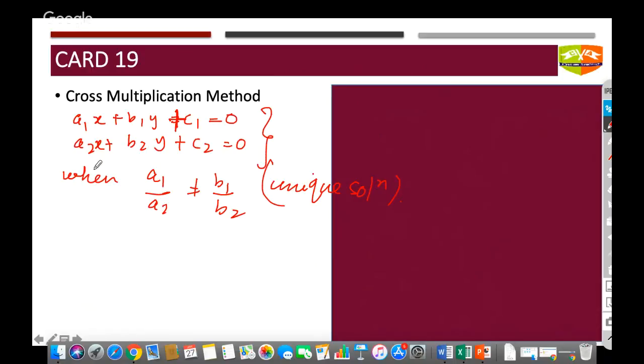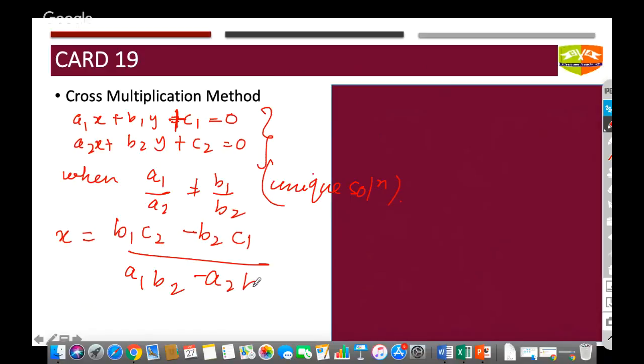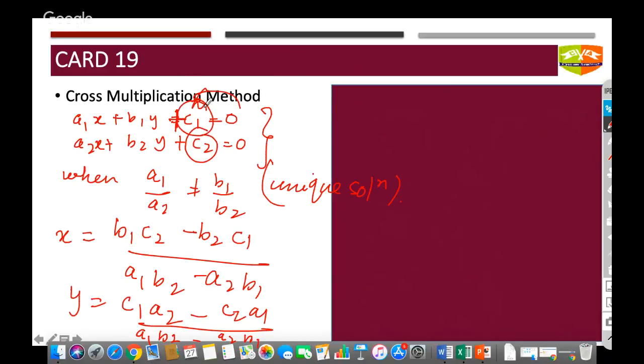So in this particular case, x is given by (b1c2 − b2c1) divided by (a1b2 − a2b1). If you solve this equation by elimination or substitution, you will find this value of x. And y will come out to be (c1a2 − c2a1) divided by (a1b2 − a2b1). Now you need to understand that c1 and c2 over here have been taken before the equal to sign.